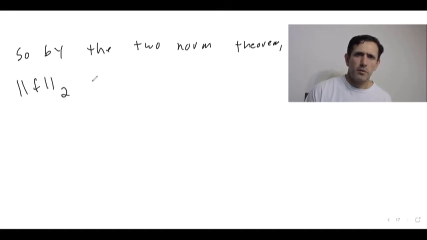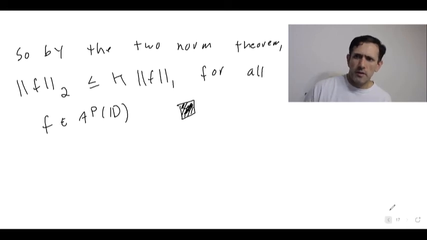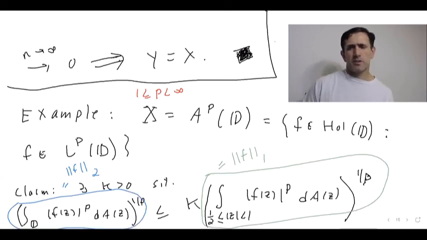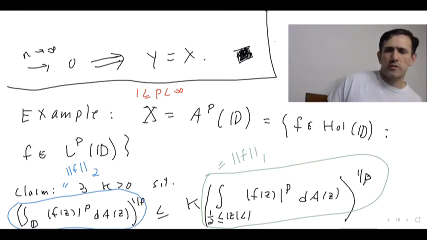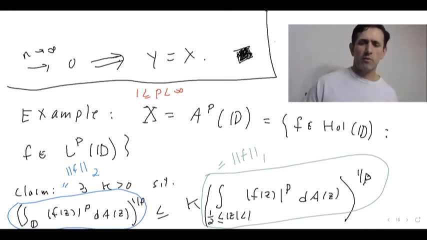We have that the 2 norm is less than or equal to k times the 1 norm. Or rather, there exists k bigger than 0 where this is true for all f in the Bergman space. So again, a very interesting statement given to us almost trivially by the closed graph theorem. Very, very powerful result, the closed graph theorem.